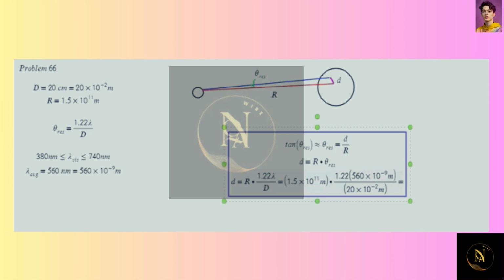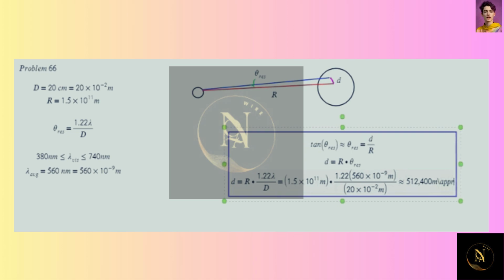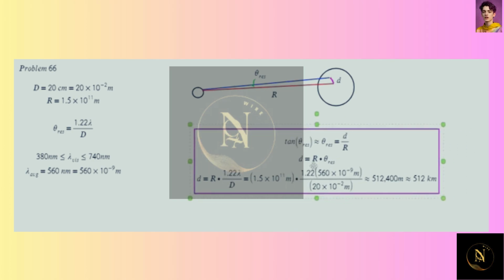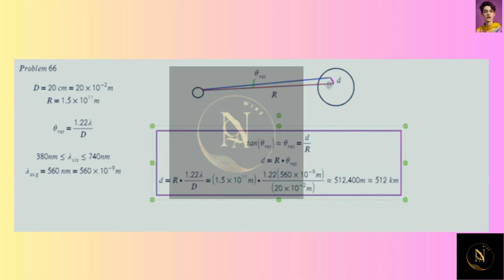So when we multiply all this out, we get approximately 512,400 meters. So in kilometers, let's round to 2 significant digits. This is approximately 512 kilometers. So we can resolve sunspots whose distance from one another is 512 kilometers or greater, assuming we're using light of wavelength 560 nanometers.